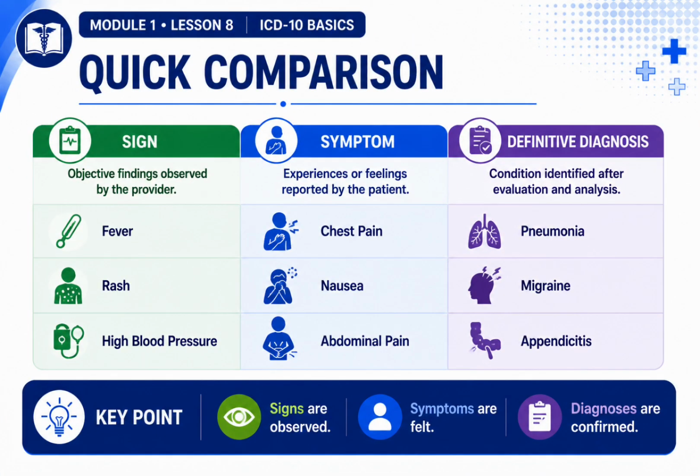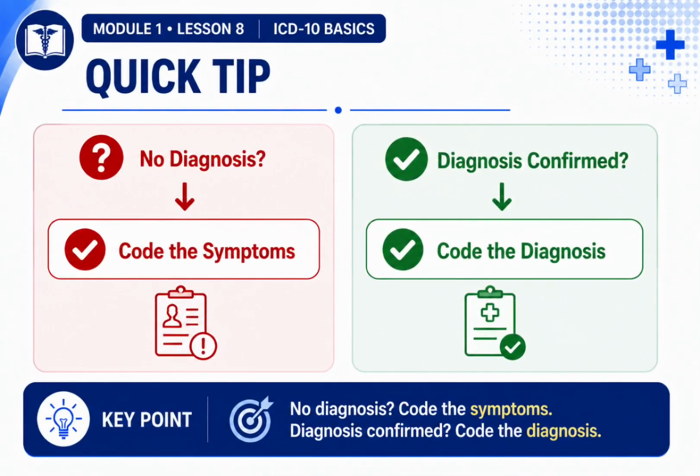Here's a simple way to remember the differences. Signs are objective findings observed by the provider. Symptoms are experienced and reported by the patient. A definitive diagnosis is the condition the provider confirms after evaluation. Remember this simple rule. If there is no confirmed diagnosis, code the documented symptoms. If the provider confirms a diagnosis, you generally report the diagnosis instead.